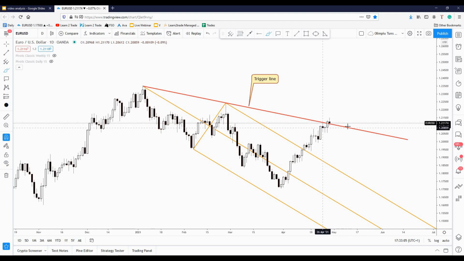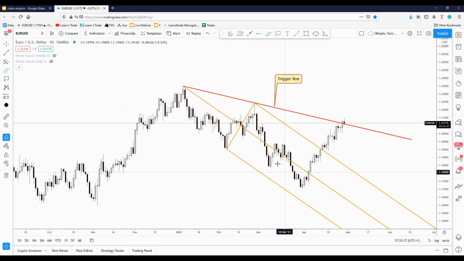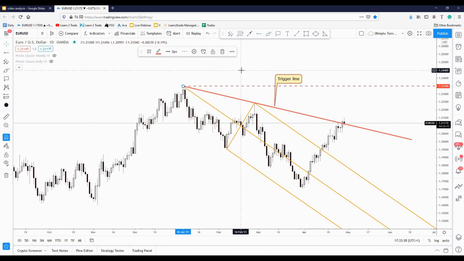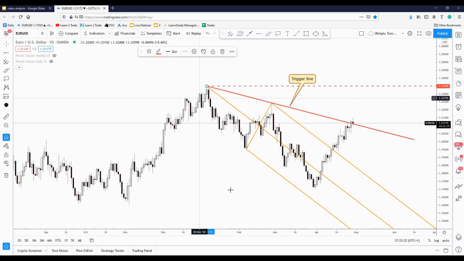So we can use this trigger line to identify entry points, opportunities, reversals. So we had a corrective phase here on the euro versus the US dollar, and the breakout, the valid breakout above it could signal a further growth with a potential upside target here at this former higher high.